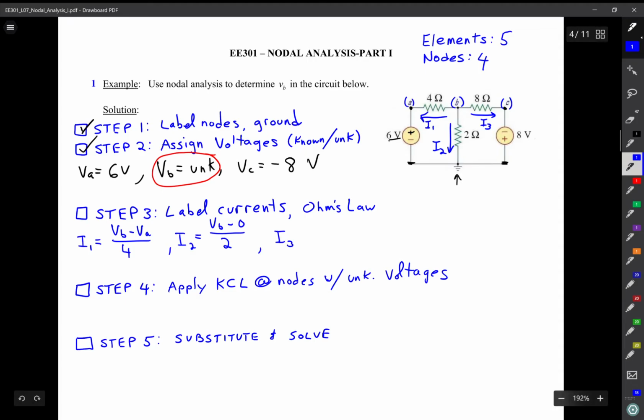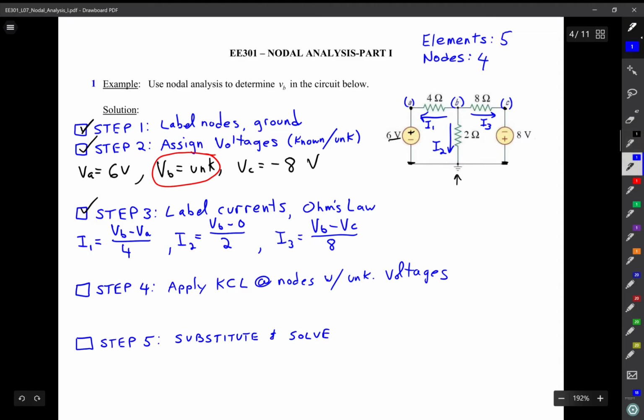I3, oops, don't want to put a line on top of that. I3 is equal to the voltage at B minus the voltage at C. We're going from the voltage at B to the voltage at C, divided by 8. And that's my current equation in terms of the node voltages. Okay, done with step 3.